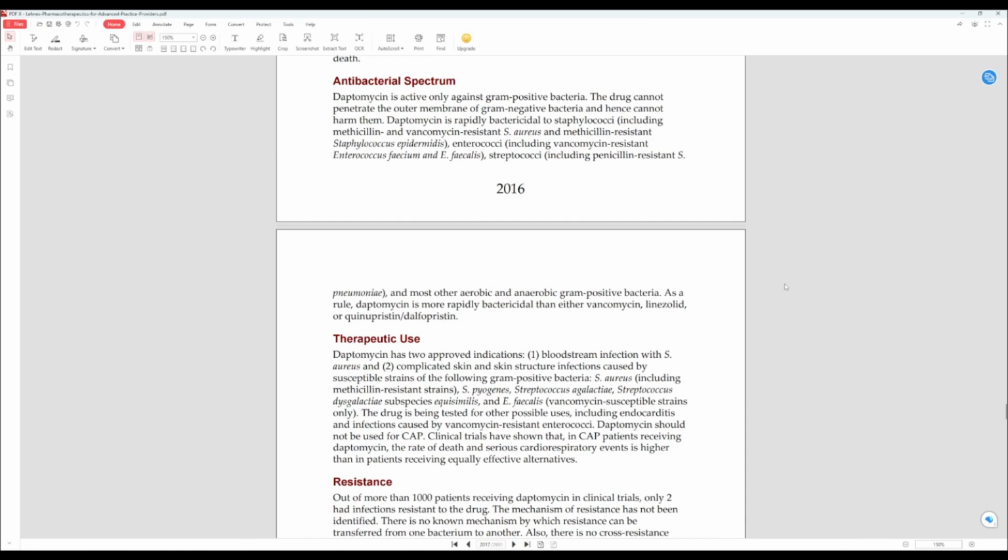Enterococci, again including the vancomycin-resistant Enterococcus faecium and E. faecalis. Streptococci, including the penicillin-resistant S. pneumoniae, and most other aerobic and anaerobic gram-positive bacteria. As a rule, daptomycin is more rapidly bactericidal than either vancomycin, linezolid, or quinupristin/dalfopristin.